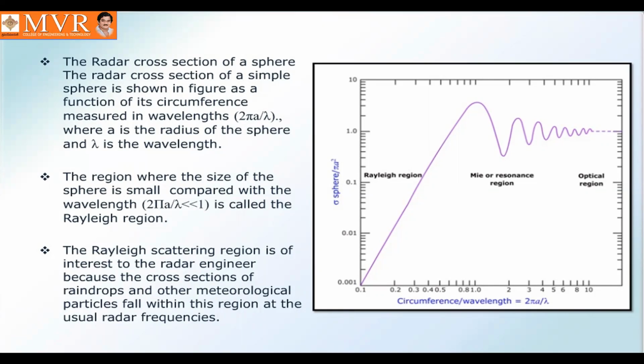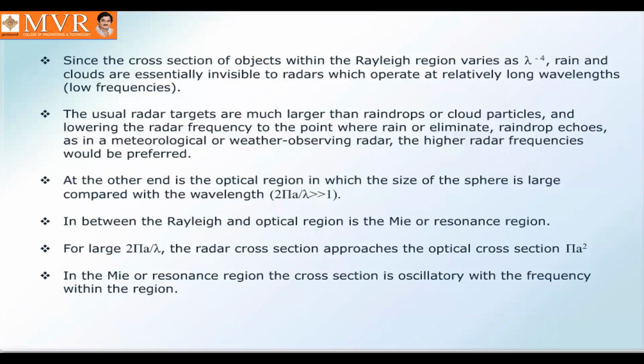So any value between 2 pi a divided by lambda far less than 1 and 2 pi a divided by lambda far greater than 1 will come under the Mie region. So already I have seen that in between the Rayleigh and optical region, there will be the Mie region. For large 2 pi a divided by lambda, the radar cross section approaches the optical cross section of pi a squared, and in the Mie region, the cross section is oscillatory with the frequency within the region.